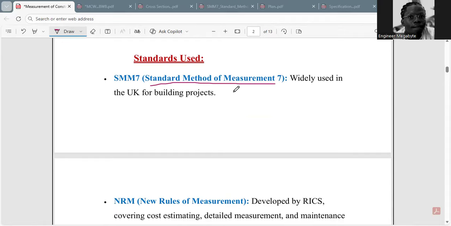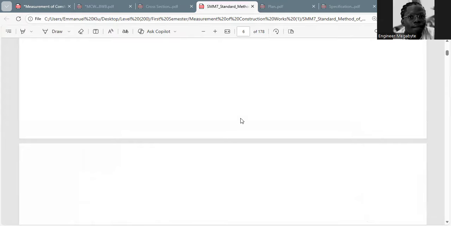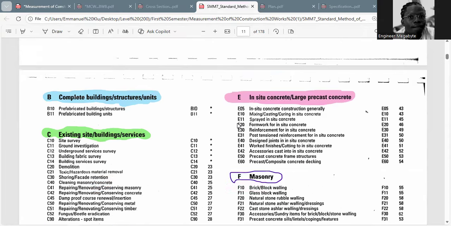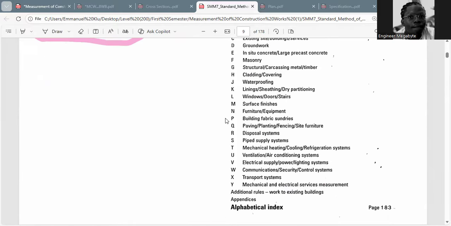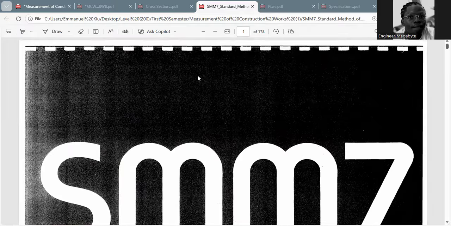Basically, very soon we are all going to learn how to open that. This is an example of the SMM7, and that is what we are going to be using to do all our calculations. Maybe you who have not seen SMM7, this is how it looks like.